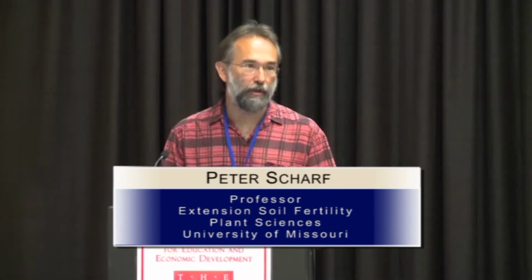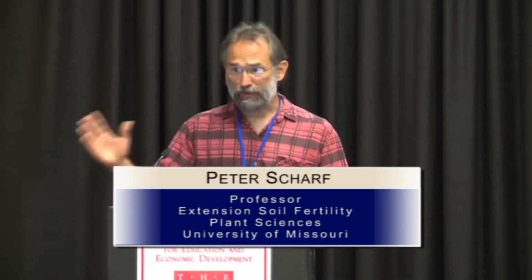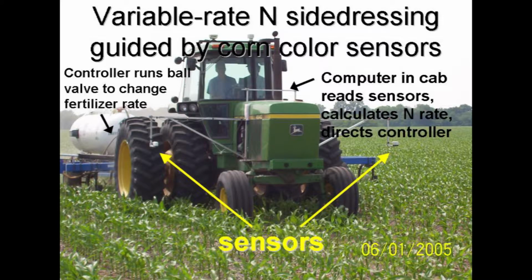Probably most of you are not familiar with these canopy sensors. So I'll start with what are these things? They look down at the crop from a moving fertilization machine and evaluate its appearance. Based on what they see, the information is taken into a computer in the cab and the nitrogen rate is calculated, and then it directs a controller.